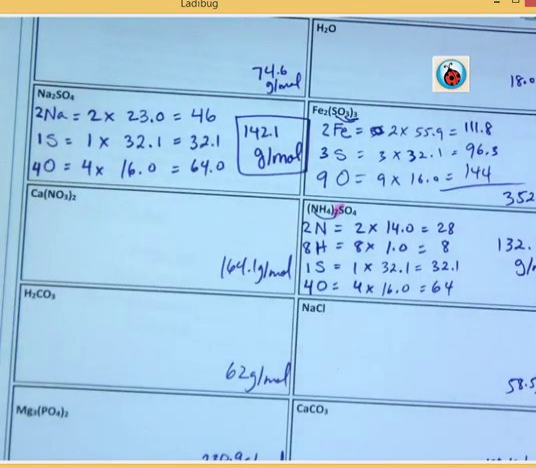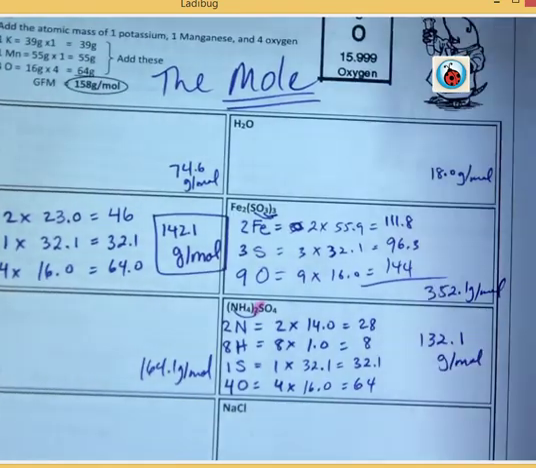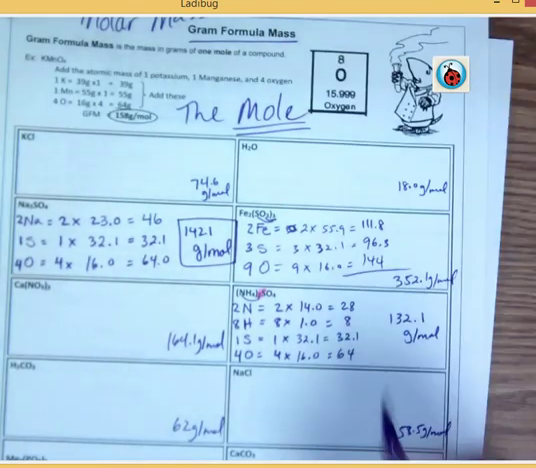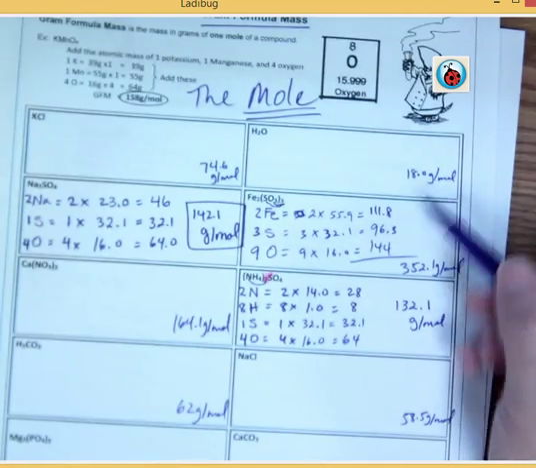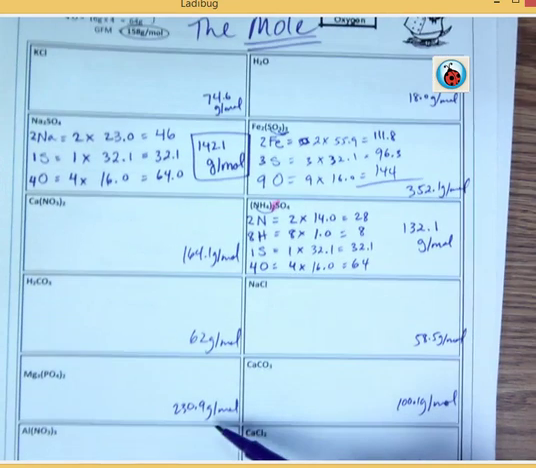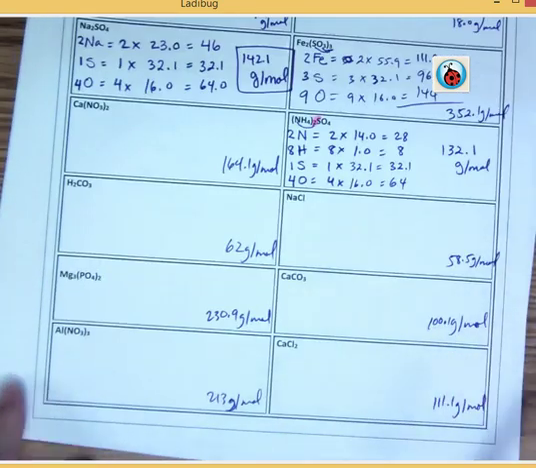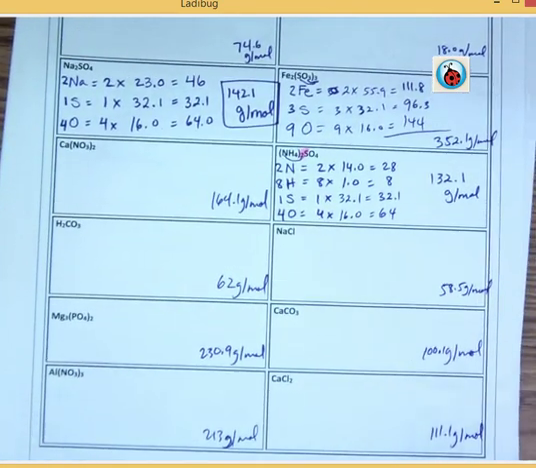So after you're finished, ladies and gentlemen, these are the answers that I came up with. I think they're all correct. So the top 2 there, 74.6, 18.0, and then 164.1, 62, 230.9. So check your answers there. Make sure they match with mine. If they don't, check your work again. If your work is still correct, then I might have made a mistake. And so we'll fix that if I did make a mistake. And so I hope I didn't. So good luck.